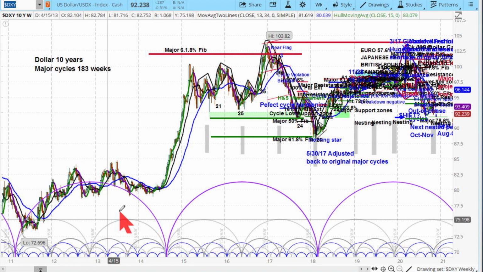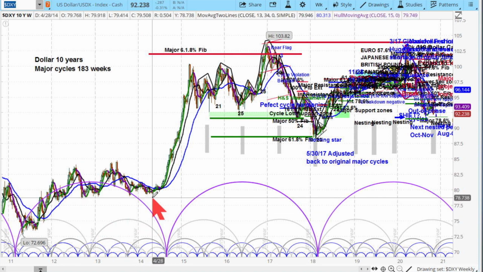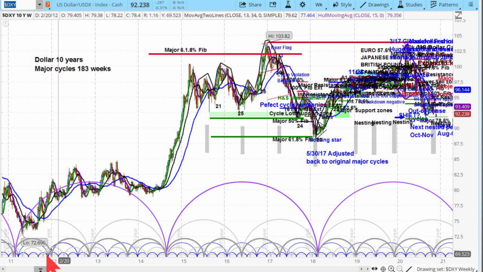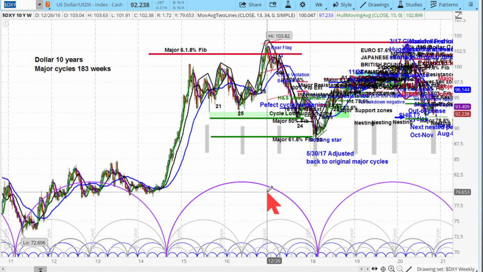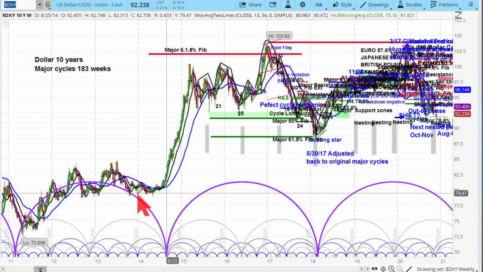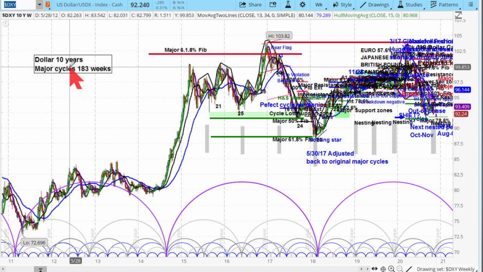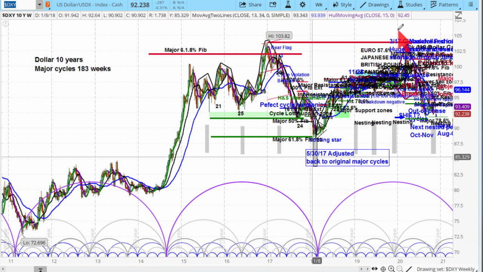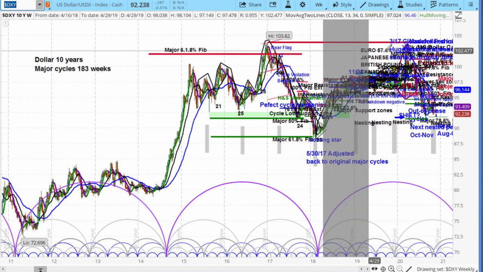We call that a positive configuration. And the next one, the same thing. You see that? Just beautiful upward moves here in the dollar as it was really strong during that period. We're looking at a 10-year chart, and each of these major cycles is 183 weeks long. But what we want to look at now is right over here.